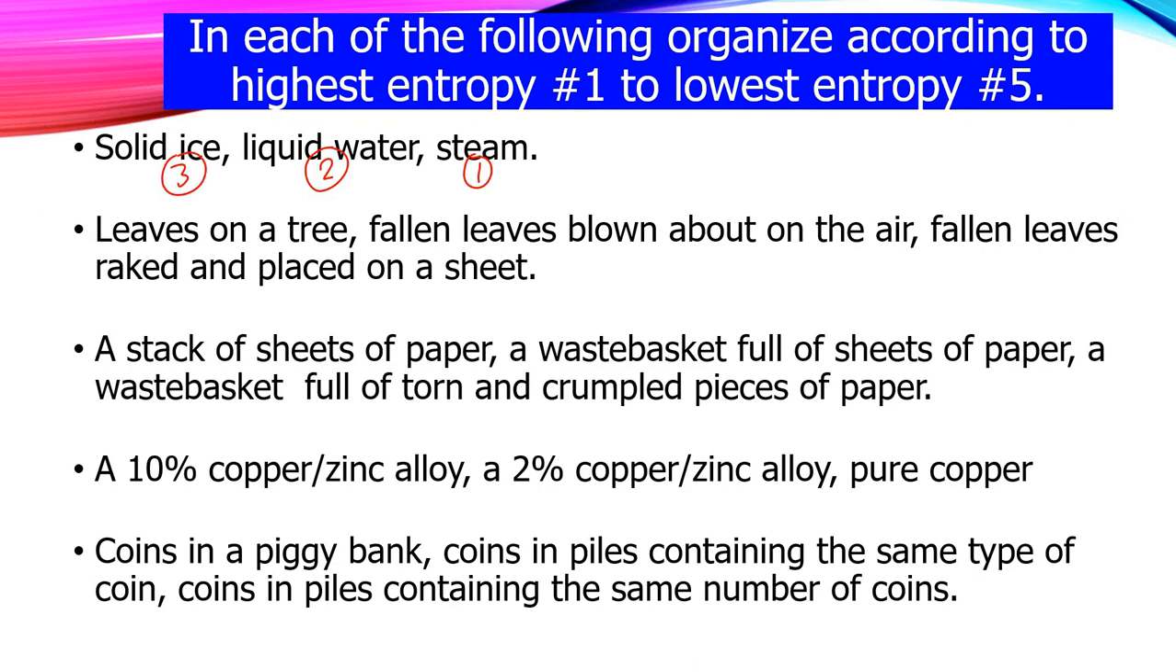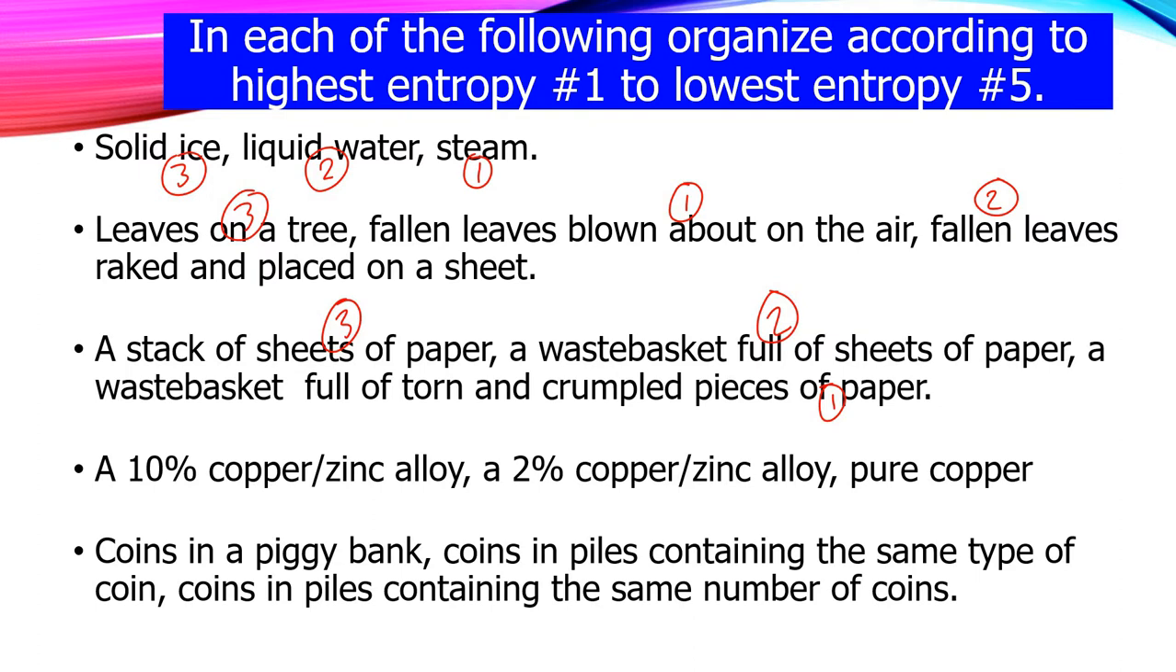Looking at the next one: leaves on a tree, leaves fallen and blown about in the air, leaves fallen and raked into a pile on a sheet. Blown about is the highest entropy. Then what? Great, and then leaves on a tree. Next one: a stack of sheets of paper, a wastebasket full of sheets of paper, a wastebasket full of torn and crumpled pieces of paper. Torn and crumpled, number 1, and then a stack. Next: a 10% zinc copper alloy, a 2% zinc copper alloy, or pure copper.